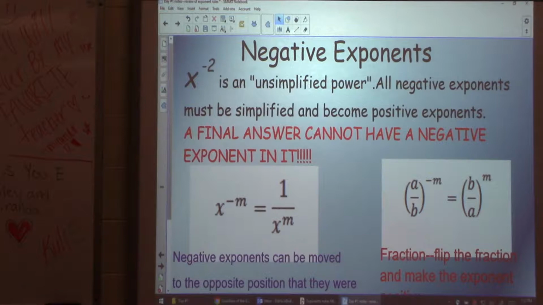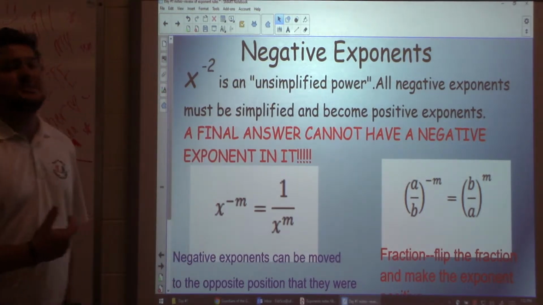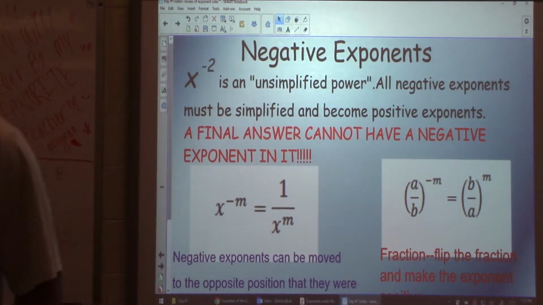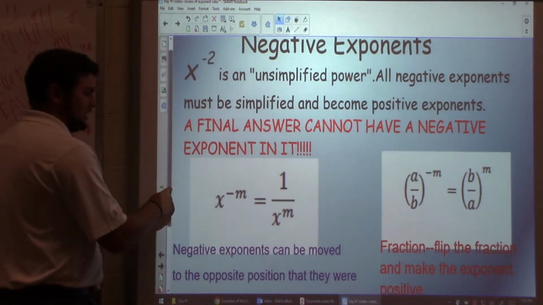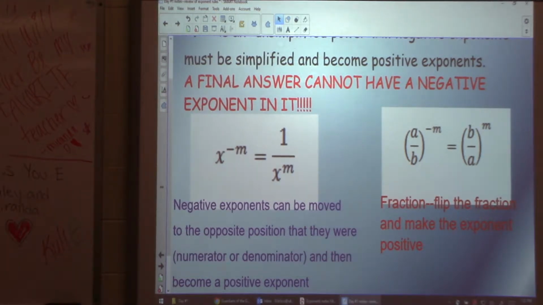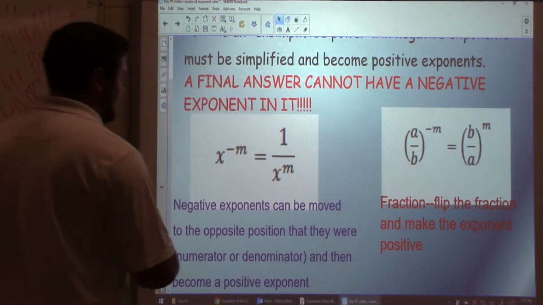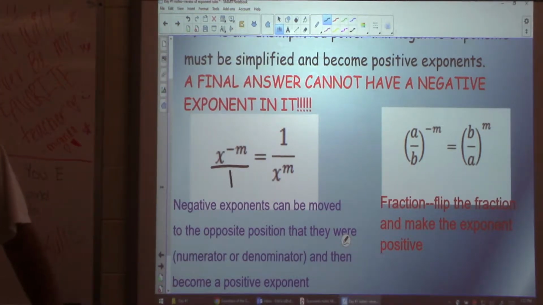Negative exponents. X to the negative 2 is an unsimplified power. We call it an unsimplified power. What that means is if you write it as an answer, it will be marked wrong. Right? We want our powers all simplified, which means any negative exponent needs to be simplified into a positive exponent. Like I said, if you write any final answer with a negative exponent in it, it will be marked wrong.